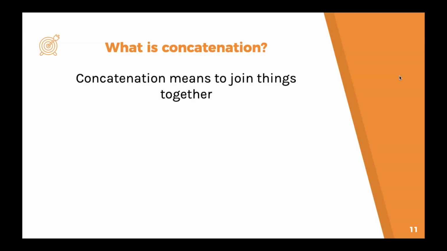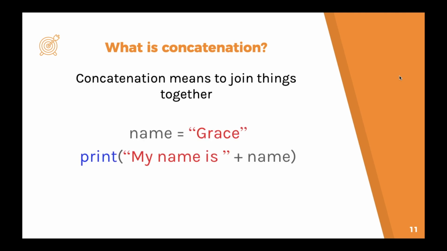So what is concatenation? Concatenation means to join things together. And we actually have 2 ways to join. The first one I'm going to start off with is a plus sign. So we know how to make a variable, and it's called name equals Grace. And then if I want to print out a sentence with a variable and some words, you actually need to use concatenation to be able to do that. And so if I want to print out my name is and plus name, I need to have something that can join. And for this example, we're using the join of a plus sign.